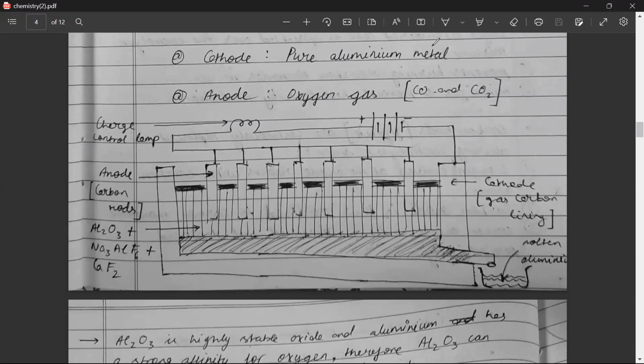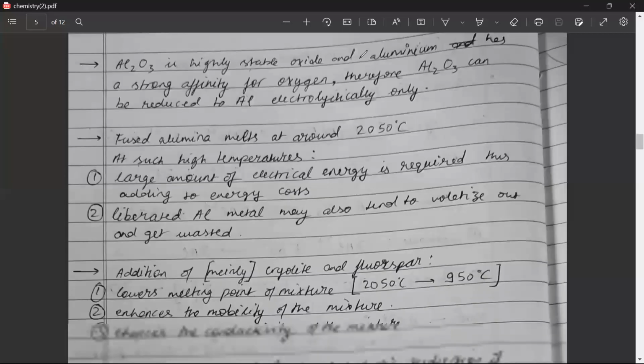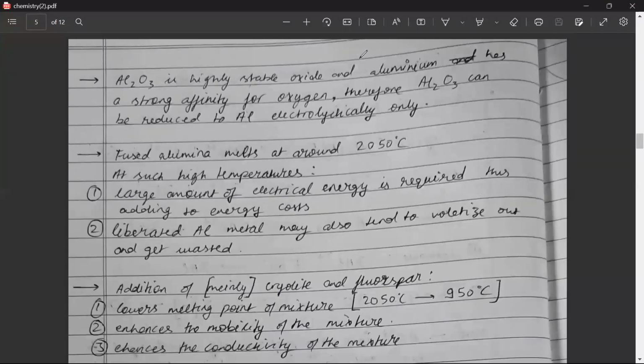Now one more feature to note about the electrolytic cell is that this is a slope, this is not a straight line, so that the molten aluminium that is collected below the electrolytic cell can be collected very easily. Okay, so let's move on. Now let's look at some features of this reaction.